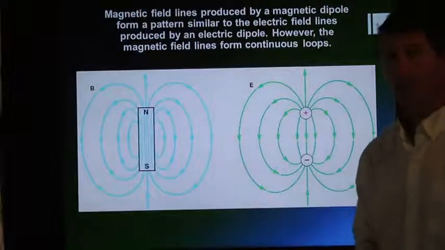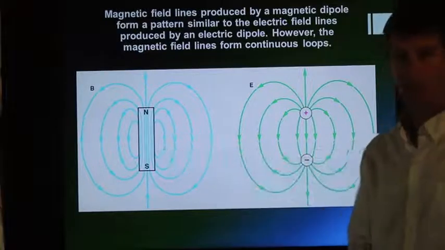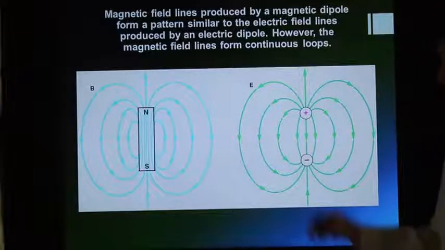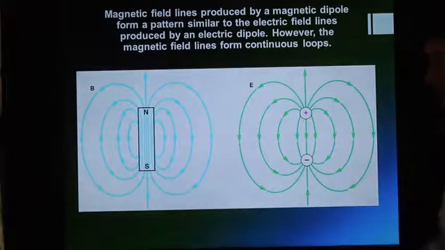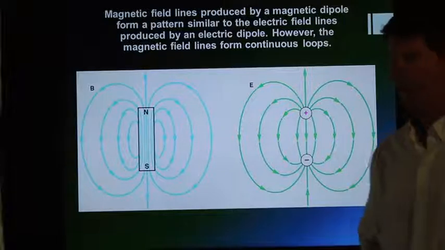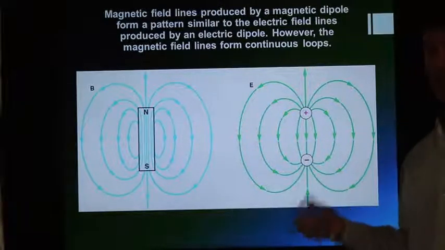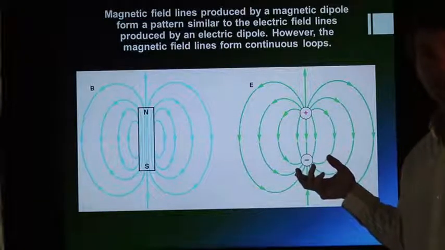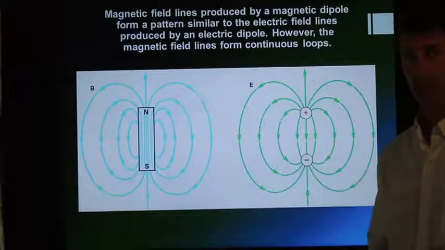Again, here we can see the difference between our magnetic field lines, which connect back on themselves always, and here we see the electric field lines, which start at a positive charge and terminate at a negative charge. So there are many parallels between our electric field and our magnetic field. However, again, this idea of field lines starting and stopping is not one that crosses over to the magnetic field lines.